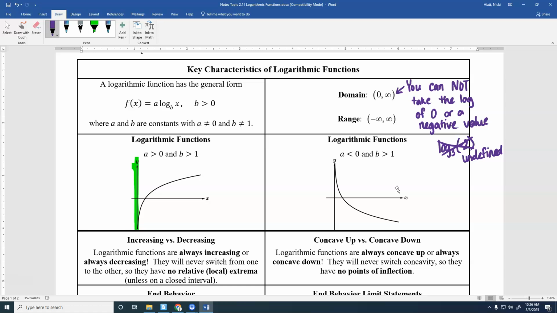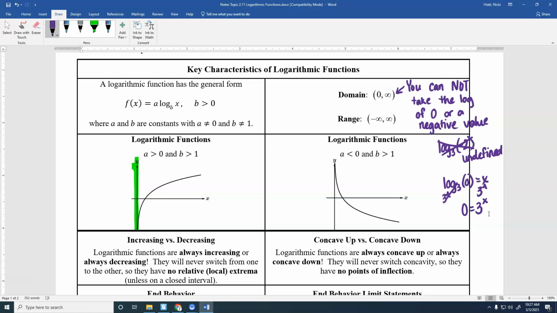And the reason is because if I think about trying to do log base 3 of 0, if I make that equal to x and rewrite it as an exponential, that'd be 0 equals 3 to the x. What power could you raise 3 to that would be 0? You might initially think 0, right? But what is 3 to the 0 power?